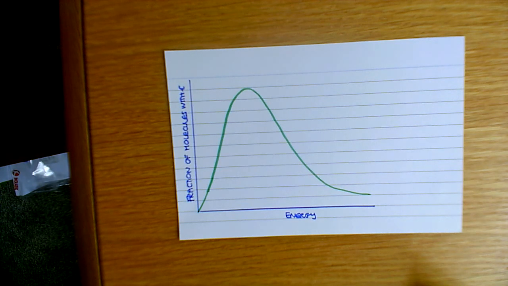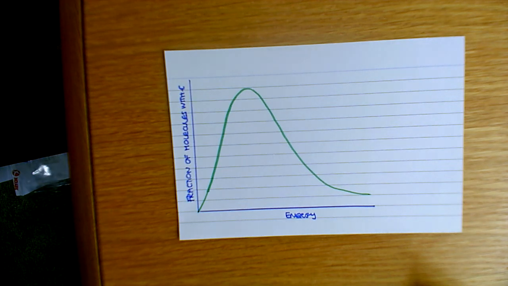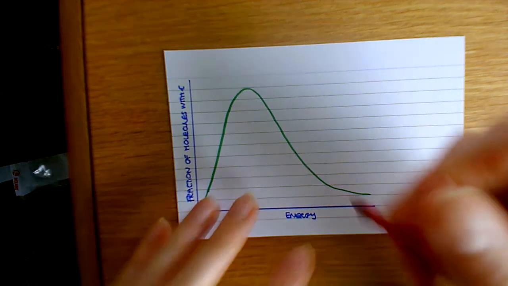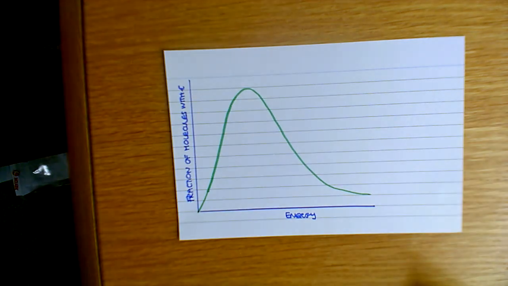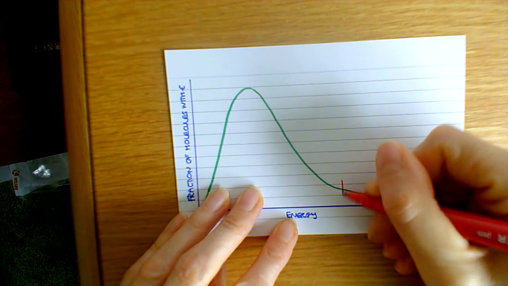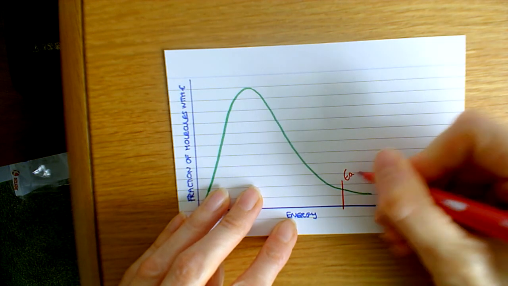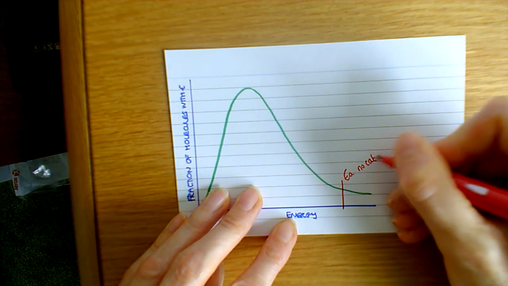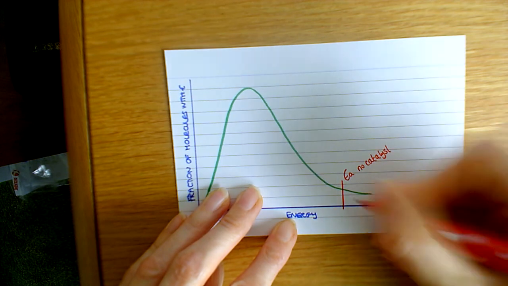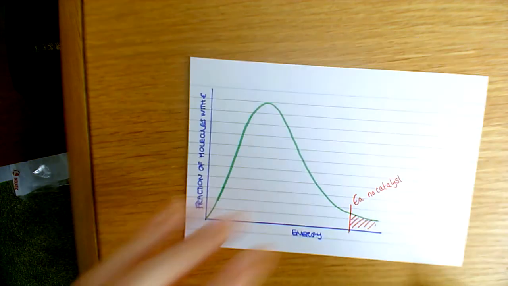Now remember, a catalyst changes the rate. It changes the activation energy. So what it does is it lowers the activation energy. So for catalyst, without a catalyst, pop it here and then label it EA no catalyst. And that's the area under the graph there.